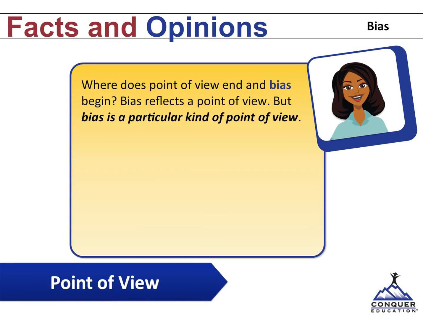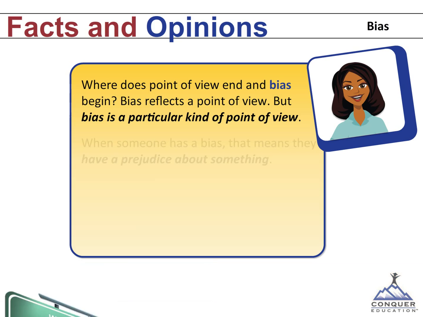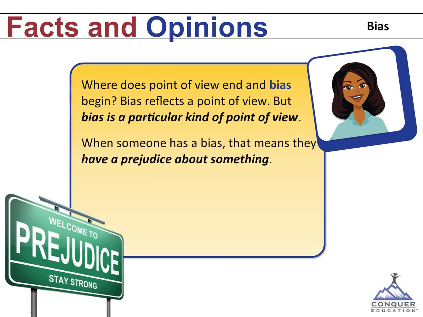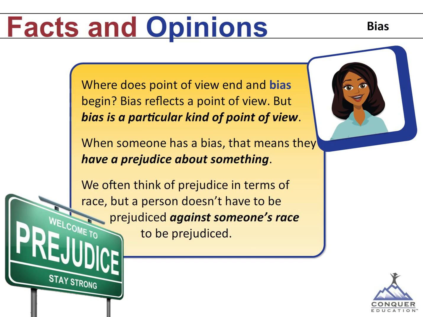Where does point of view end and bias begin? They are kind of the same thing in the sense that bias does reflect a point of view, but bias is a particular kind of point of view. When someone has a bias, that means they have a prejudice about something. We often think of prejudice in terms of race, but a person doesn't have to be prejudiced against someone's race to be prejudiced. A person might think, for example, that all poor people are lazy, or all rich people have worked hard for their wealth. These are biases this person has.